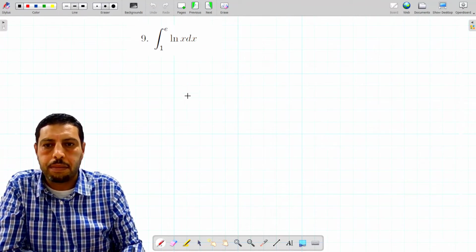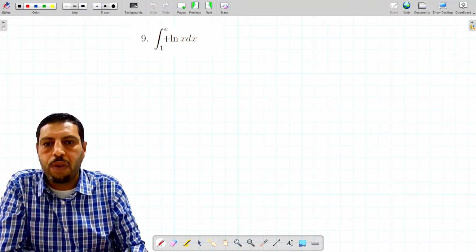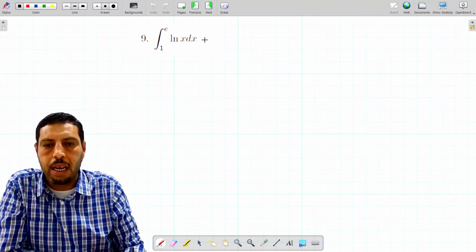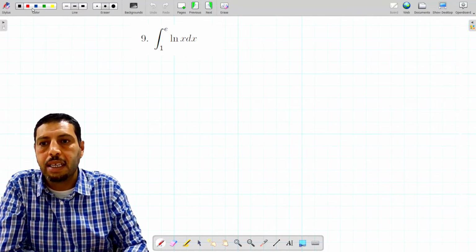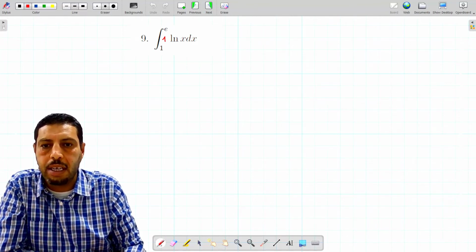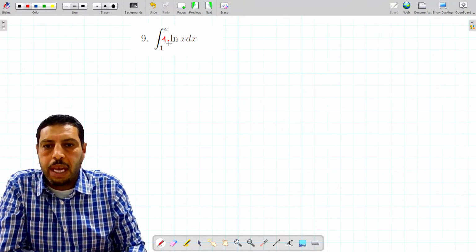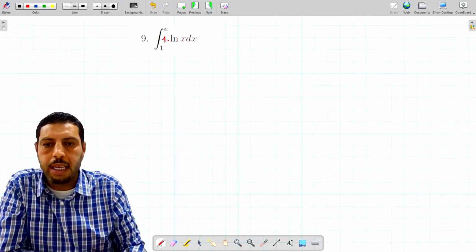Next one. The integral between 1 and e of ln of x. Here, if you have the formula in mind, you can directly use it. But if you don't know what is the integral of ln of x, you have to compute it. And you can compute it using integration by parts. And I need to write a hidden 1 here to set it as u prime.